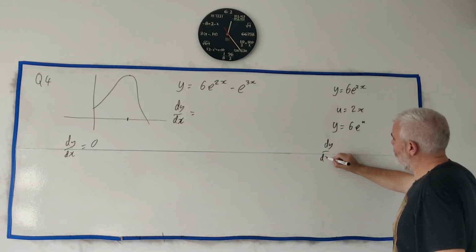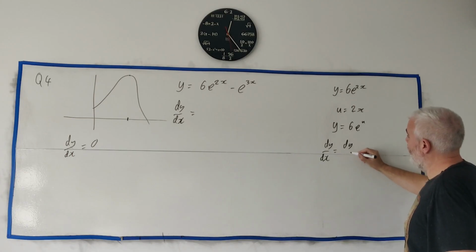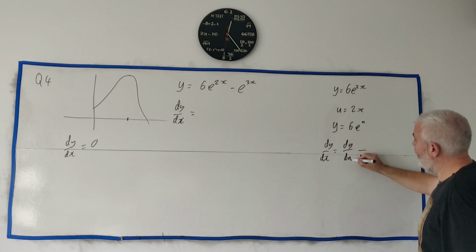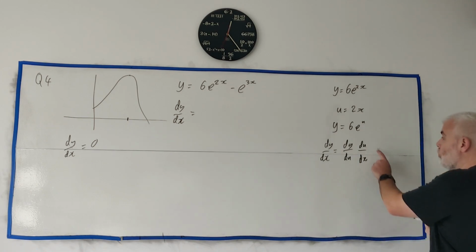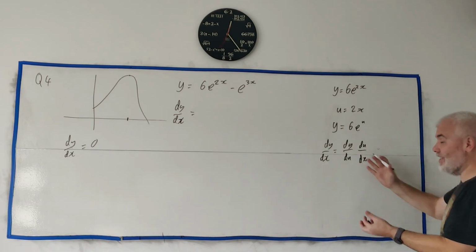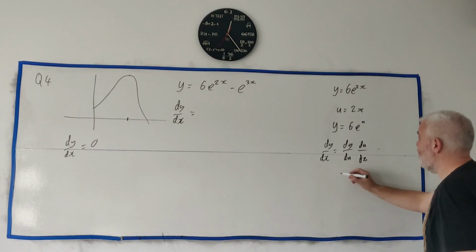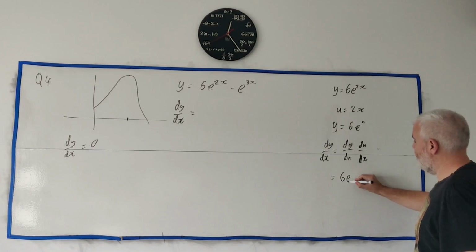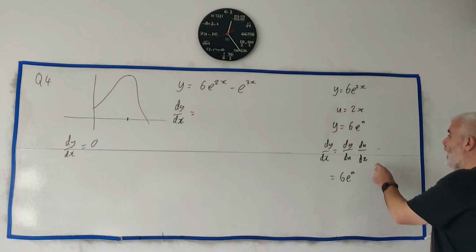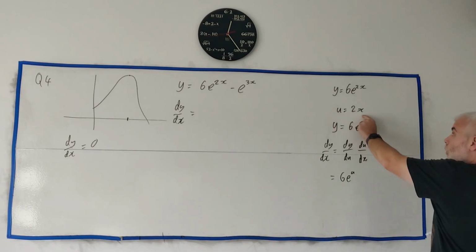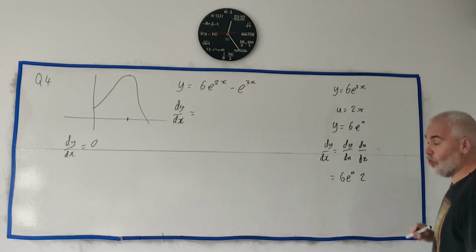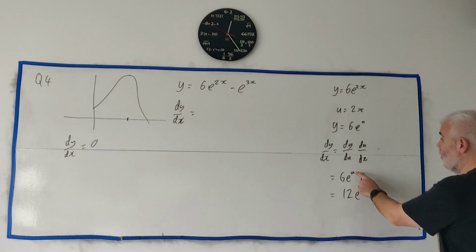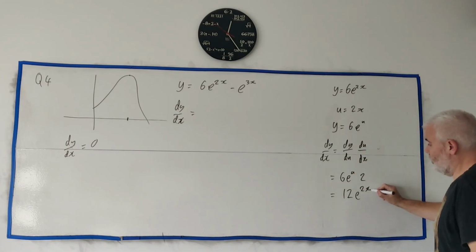dy/dx is equal to dy/du multiplied by du/dx, because these cancel each other. It's the same thing here. What this really says is differentiate this with respect to u. It just becomes 6e to the u. And then differentiate u with respect to x. That just becomes a 2. Putting all that together, we get 12e to the power of u, which is 12e to the 2x.